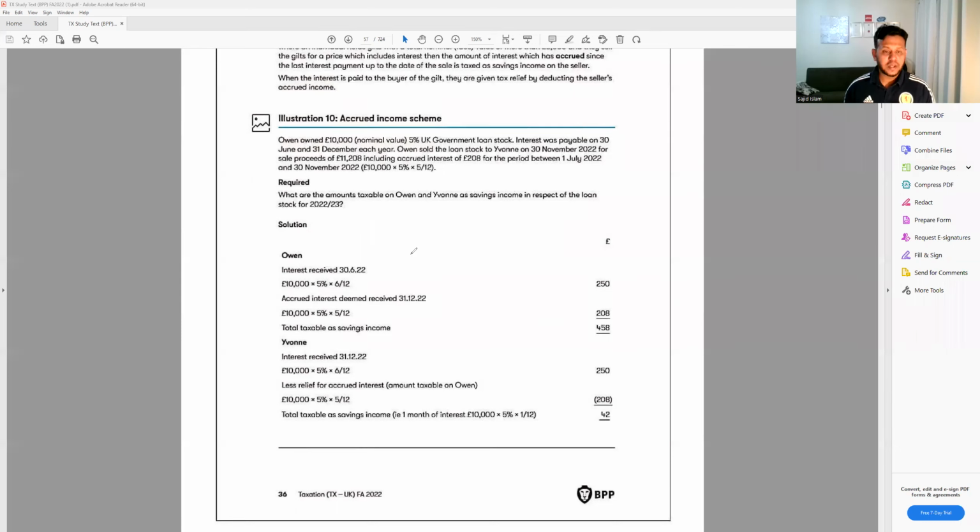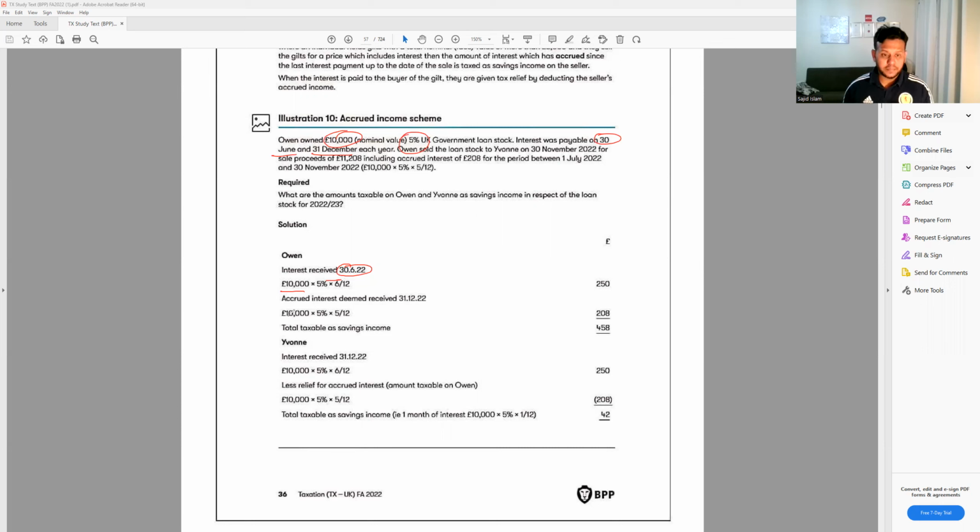So let's have a look. Interest received on 30 June. So on 30 June, £10,000 at 5%. So £10,000 at 5% for the whole year, but we have 6 months, because up to 30 June. Like 30 June and 31st December, so twice the interest was payable. When you have a government loan stock or a bond, sometimes the government gives you more interest than the bank. So people buy the bond and the loan stock from the government.